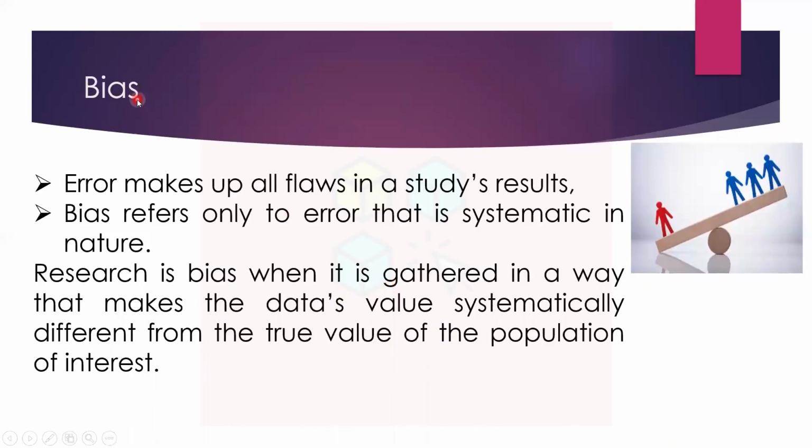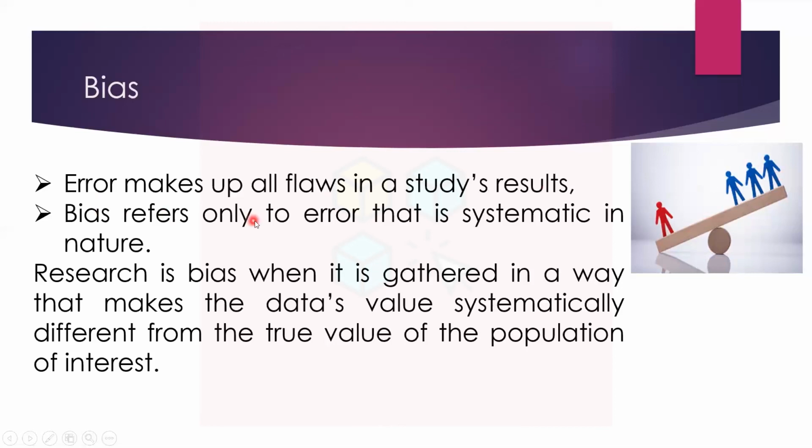There is one more type of error, that is called bias. These are the errors which make up all flaws in the study's results. You can observe from this figure, there are 3 persons on one side and 1 person on the other side. Although the weight of 3 persons is more compared to the weight of 1 person, still the 3 persons are lighter than the 1 person. So this is due to the bias.